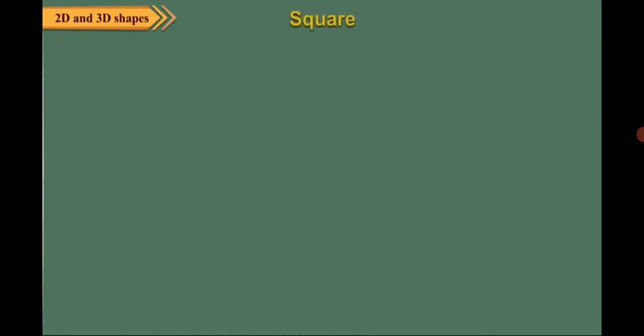Square. A square has four sides. All the sides of a square are equal. A square has four vertices or four corners.